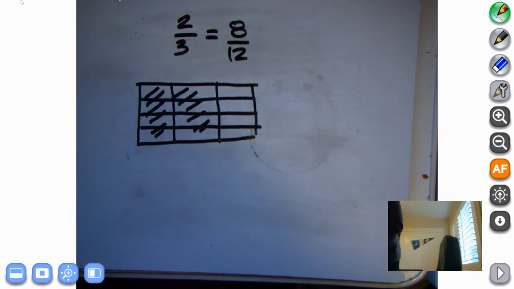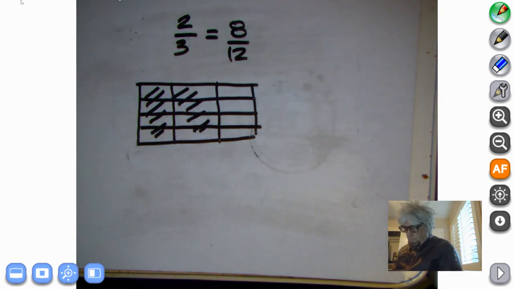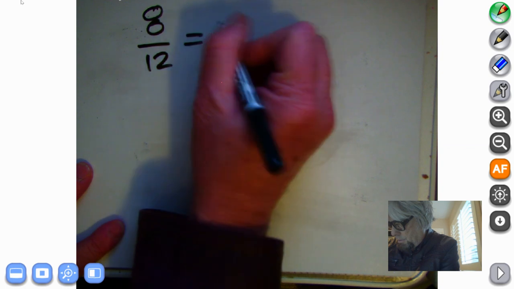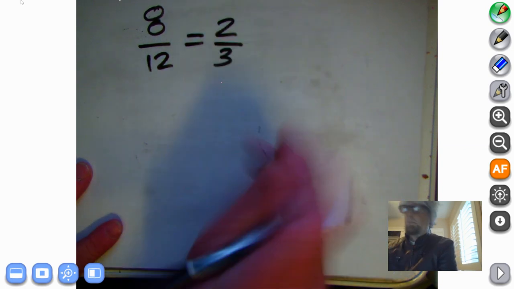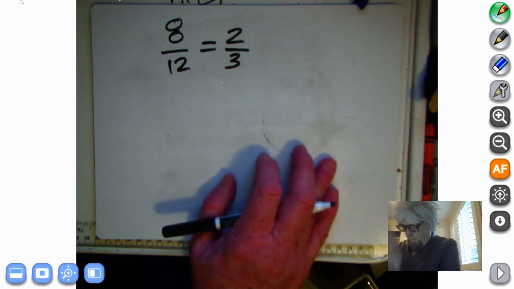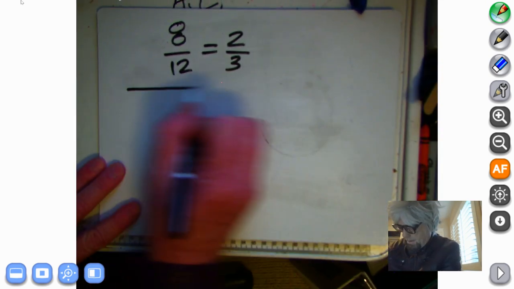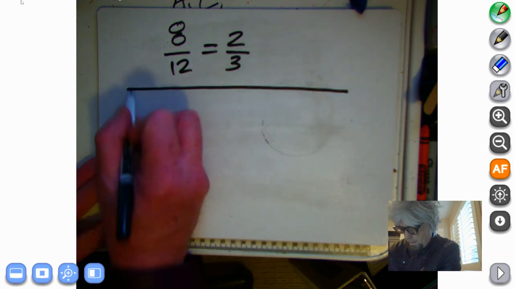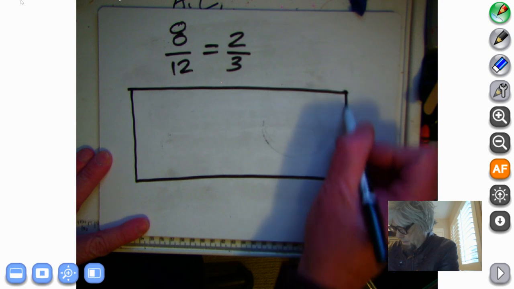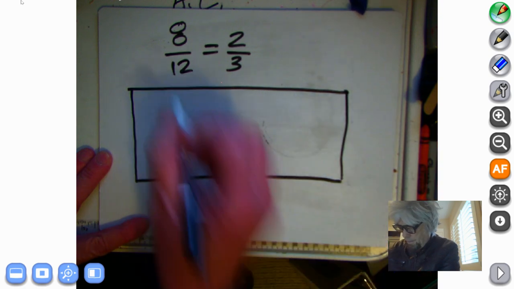Now, if you have a whiteboard and marker, which I think most of you do at home, please get it out because we're going to do something very interesting. We're going to go in reverse from 8/12 to 2/3. We're going backwards, okay? Backwards, all right? So let's make this nice and big. Here we go. So think about what we did just a little moment ago when we had the 2/3.